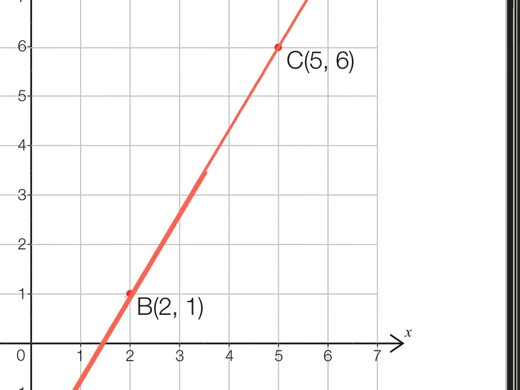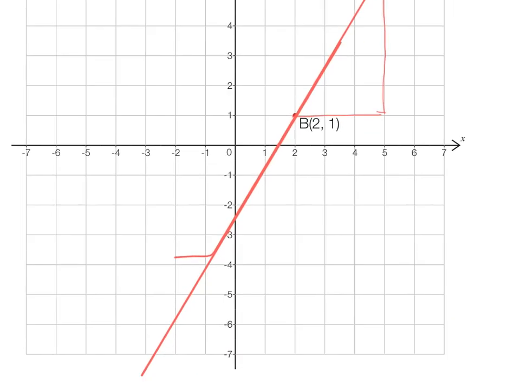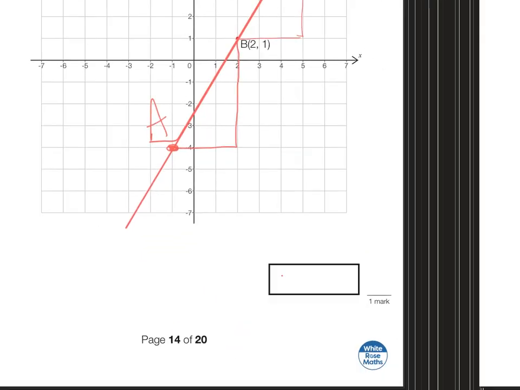To get from B to C, I go 1, 2, 3 across, and 1, 2, 3, 4, 5 up. So here, 1, 2, 3, 4, 5, 1, 2, 3. This will be my coordinate A, and the coordinate of that is -1 across, -4. Please put it in brackets, it's a coordinate.